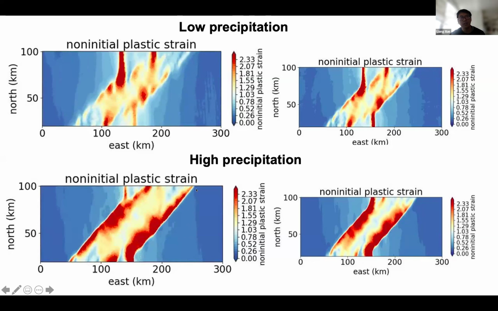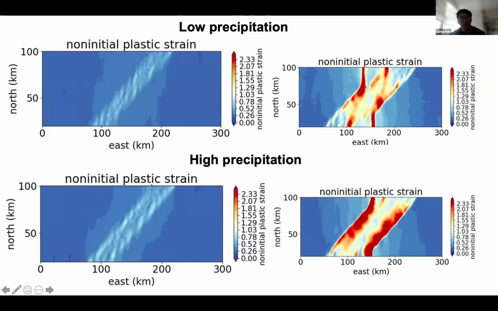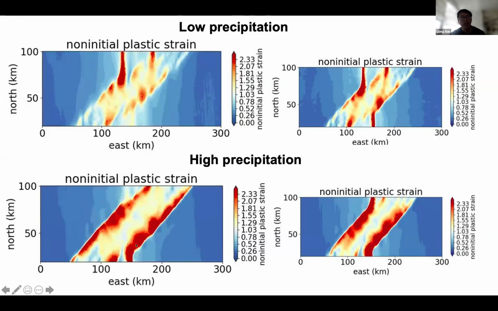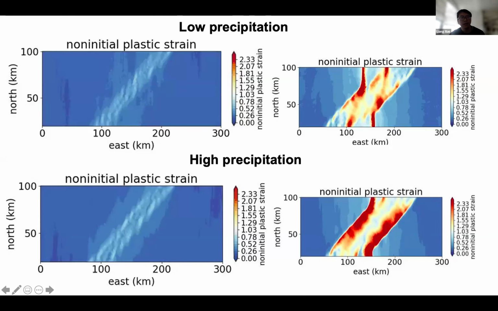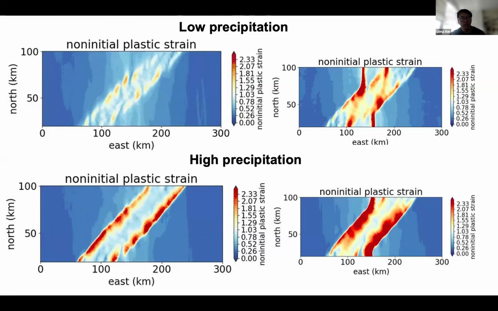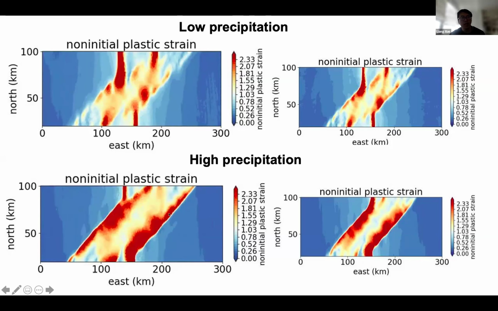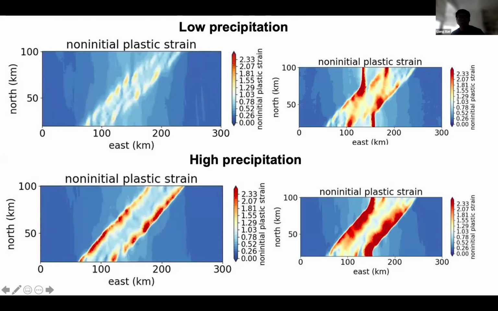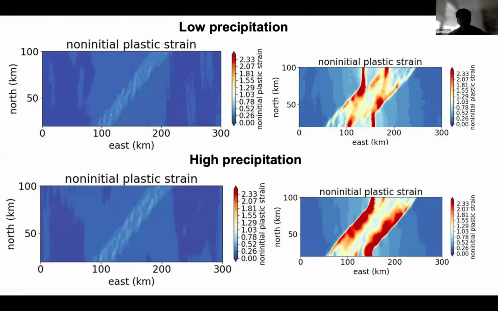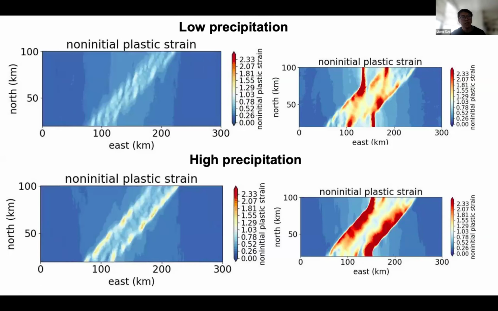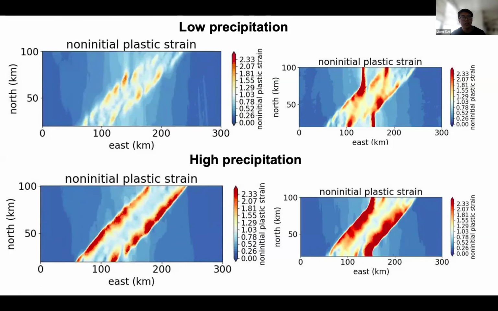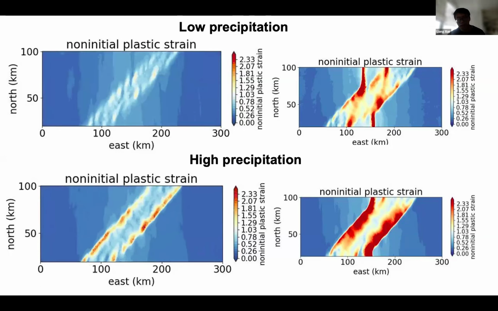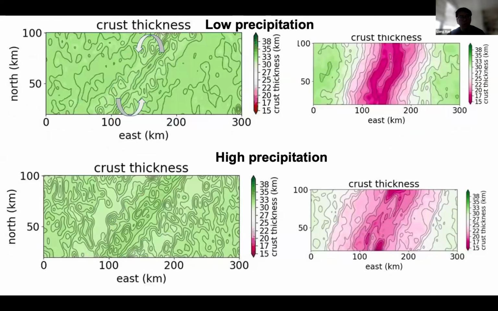However, in the high precipitation cases, those en echelon structures will rapidly connect with each other and form some border faults. As a result, you can see the development of two dominant border faults across the model domain, aligned parallel with the pre-existing weak zone. So the difference in deformation would eventually impact the crustal and lithospheric thinning, which is shown over here.